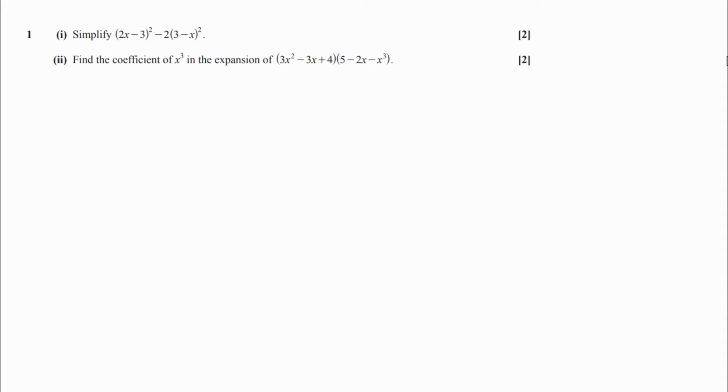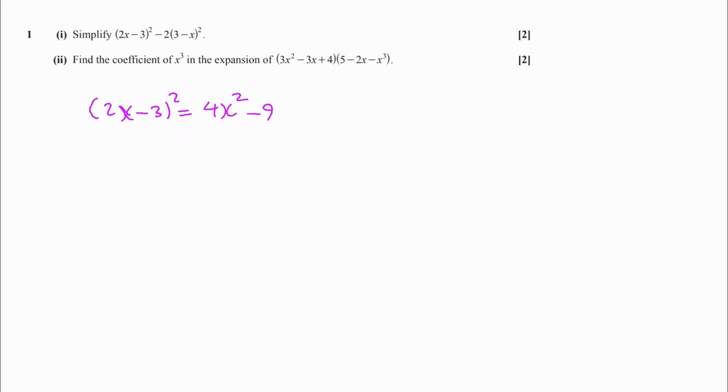First question: simplify (2x - 3)² - 2(3 - x)². So we just need to expand this and simplify. The main problem students have with this sort of question is that sometimes they write, for example, (2x - 3)² as 4x² - 9 or something like that. So they just square this element and that element, which is not the right approach.